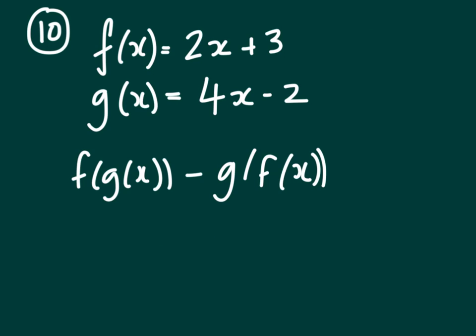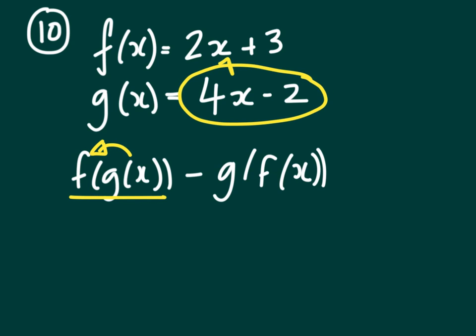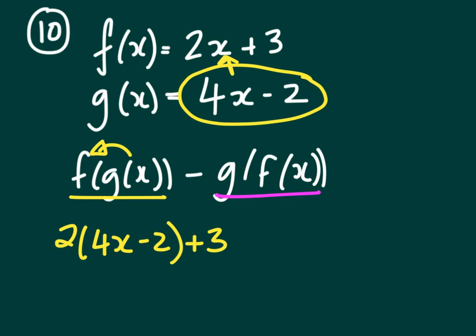Lastly, question 10. You've got two functions f and g. First one you've got to work out is f of g of x. So the g goes into the f formula, so the 4x minus 2 goes in here for x. So you get 2 bracket 4x minus 2 plus 3. And then you repeat again for g of f of x. So this time you're going to put f into the g formula. So now you're going to put that in here for x.